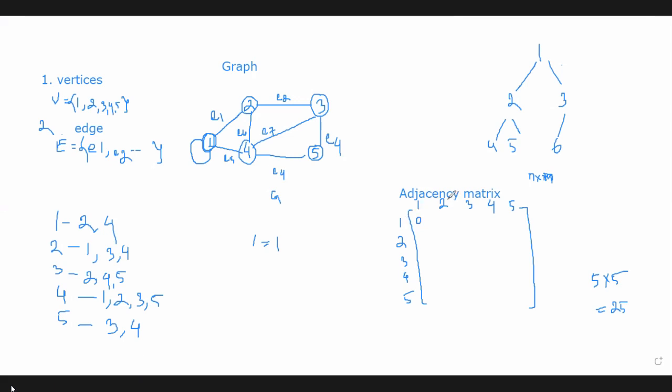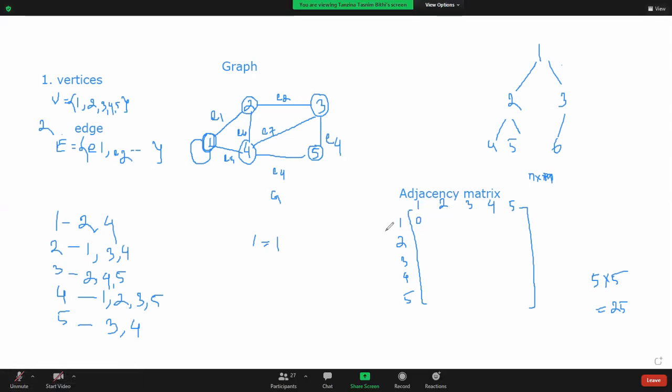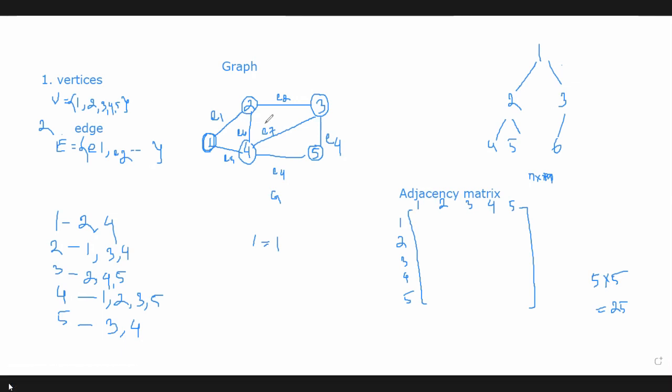Now, the next cell is for 1 and 2. Here, 1 is the starting point and 2 is the end point. Okay, so how many edges are there between 1 and 2? Only one edge, that is E1. 1 is connected with 2, right? So if 1 is a starting point from this node, how many edges are there for reaching this point 2? Only one edge, E1. So if 1 and 2 are related, we have to put 1. That means 1 and 2 are adjacent nodes.